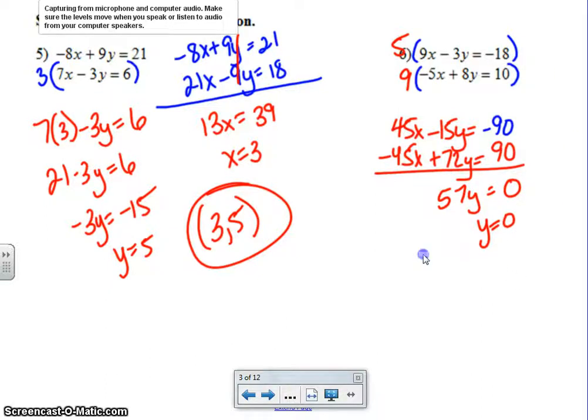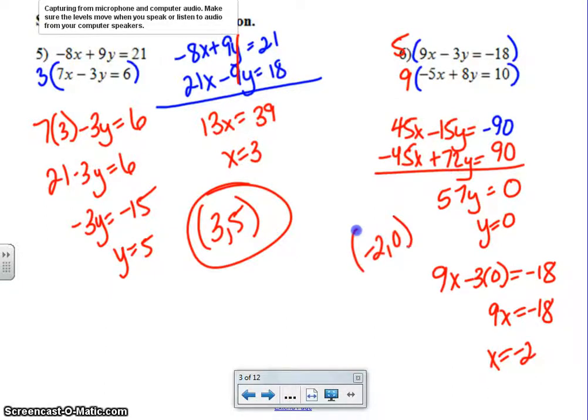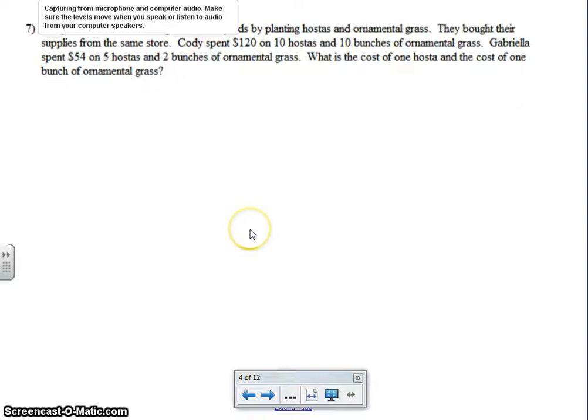If I divide, either way, I get y equals 0. So when I plug that back into my favorite equation, I'm going to use the top equation. I get 9x minus 3 times 0 equals negative 18. So 9x is negative 18, and x is negative 2. So my final answer for ordered pair is (negative 2, 0). I'm sorry if that felt a little fast. Please stop here and go back and rewatch them if you need some more refresher on that.